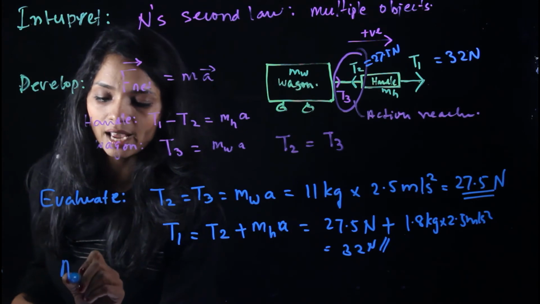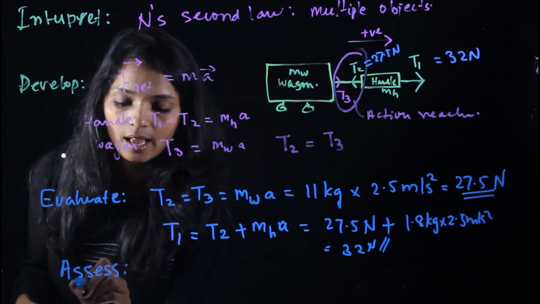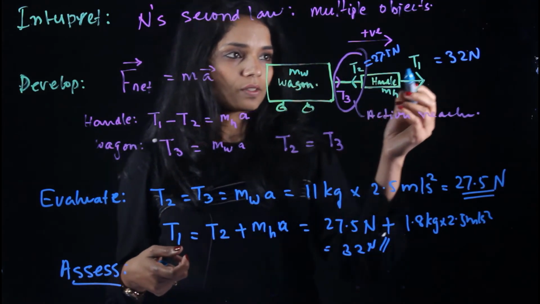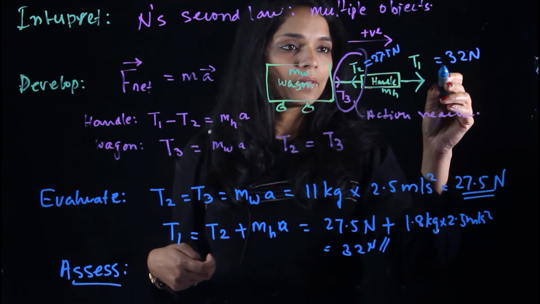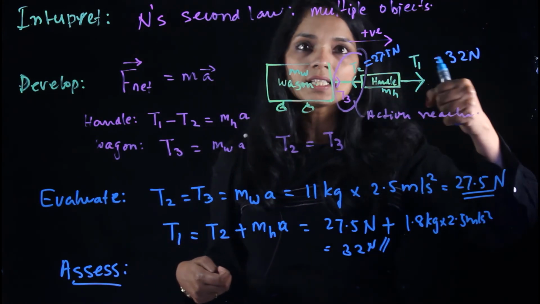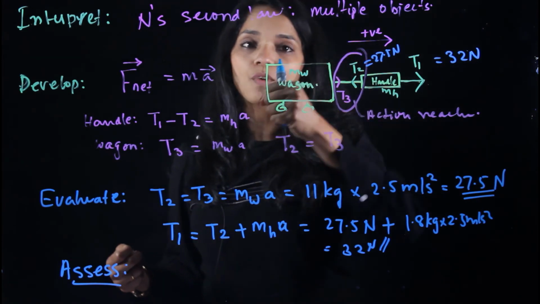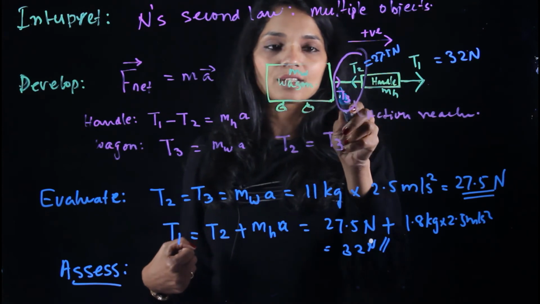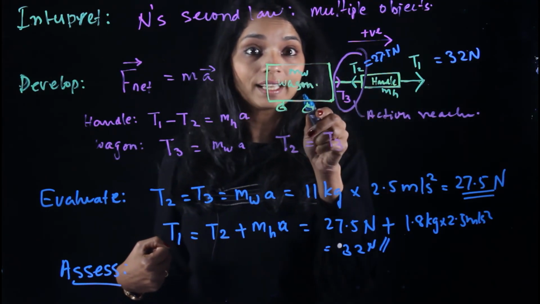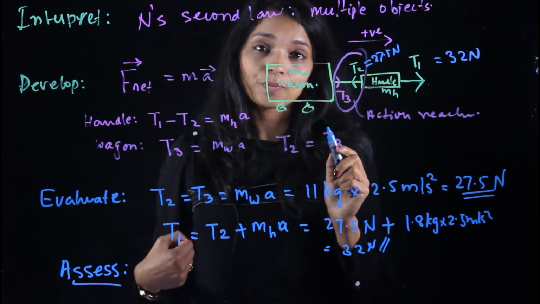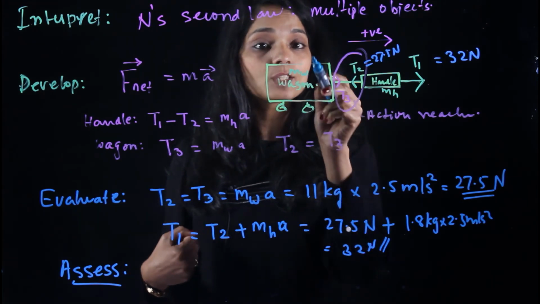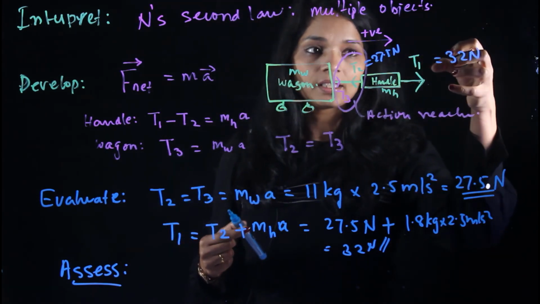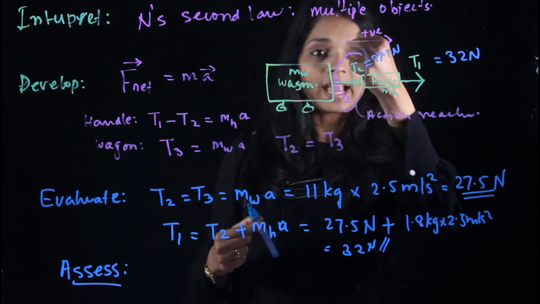Okay, so now let's assess the answer to see if it makes any sense. From this, it seems that 32 Newton is the force the child is applying to the handle and the wagon together. The child has to accelerate the handle and the wagon. And T3 is the force the handle is exerting on the wagon, which is 27.5 Newton, which is less. That makes sense because T3 has to accelerate only the wagon, but T1 has to accelerate both the wagon and the handle.